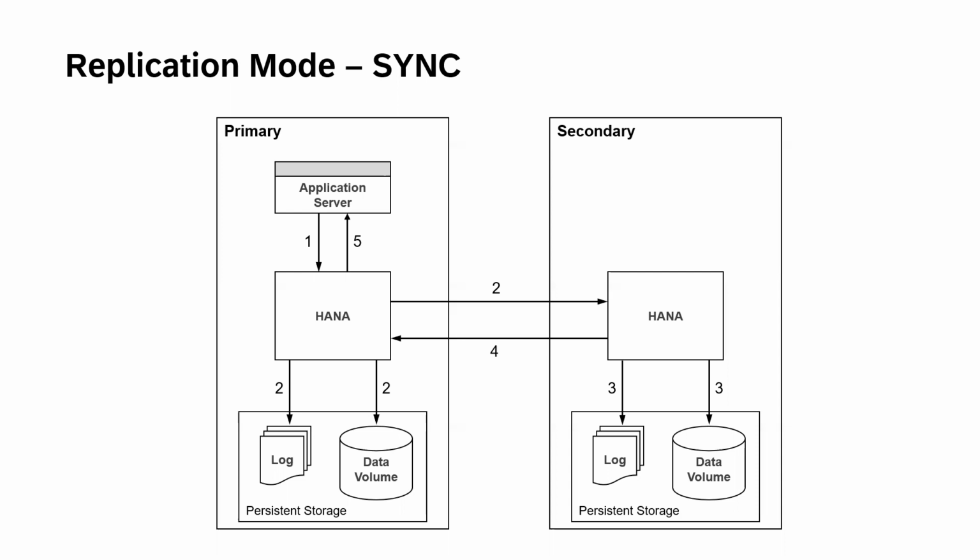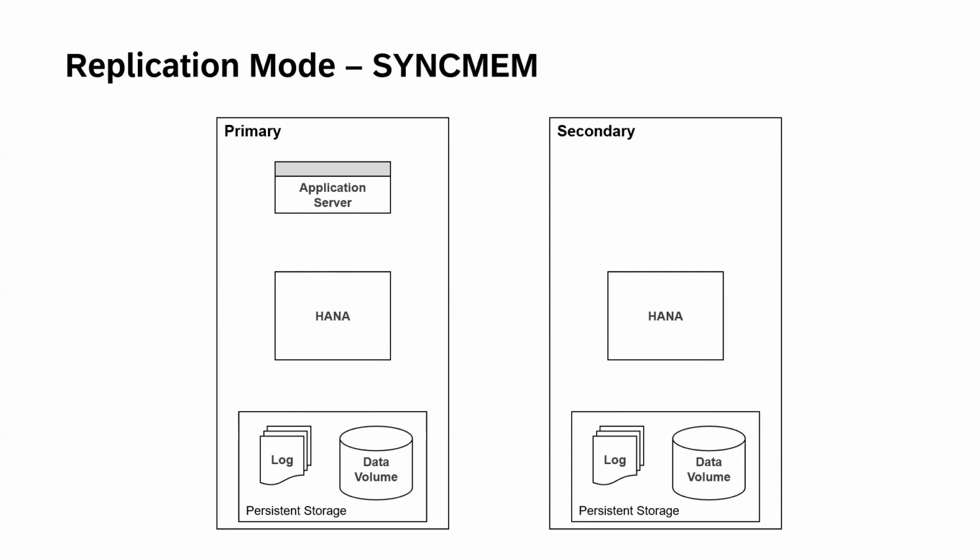In case you feel there is a delay or some performance issue, you can go for the second option, which is sync mem, the synchronous memory replication mode. What is it? Here too, the change data is sent to the HANA instance. The HANA instance writes that information to its own data volume and log segment, and simultaneously sends the information to the secondary instance also.